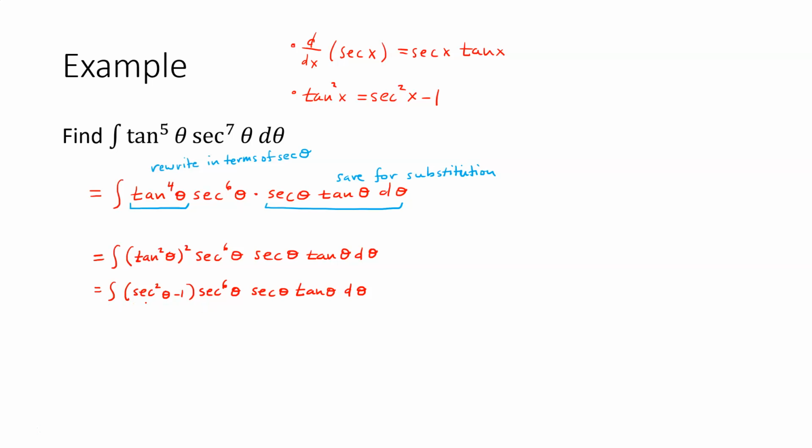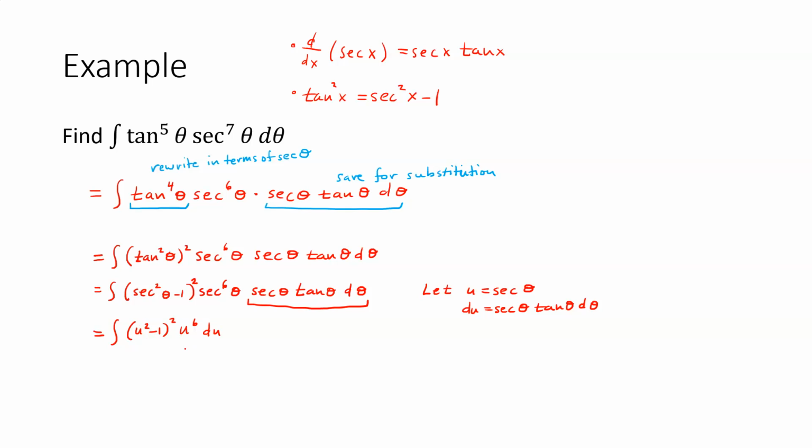Now we've rewritten everything over here in terms of secant, so now we're ready. Oh, and there should be a square there. I don't want to forget. So now we're ready to substitute secant. Let u equal secant theta. Then du will be secant theta tangent theta. That's the secant theta tangent theta that we saved over here. That becomes du. And then here we'll have u squared minus 1 squared, and then u to the sixth, and then all of this becomes du.